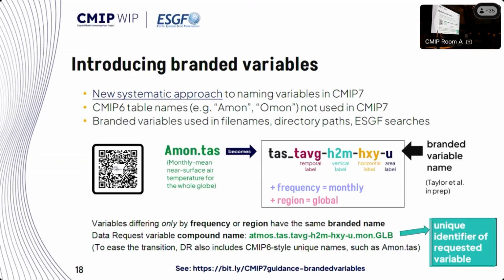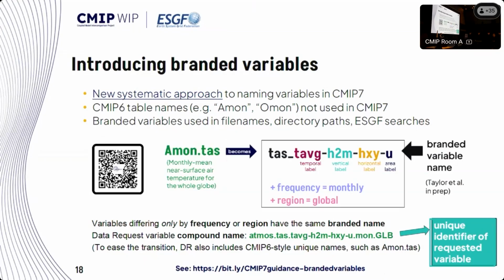So this variable, AMON-TAS, so monthly mean near-surface air temperature for the whole globe. So the TAS variable, which is found in the AMON table for CMIP 6. In CMIP 7, that's identified by this branded variable name that's shown to the right of that. Okay, so you can see by looking at this example, the TAS, the short variable name, identifying atmospheric near-surface temperature, that's the same. That hasn't changed. But this colorful string of 4 labels is the new thing. That's called the branding suffix.